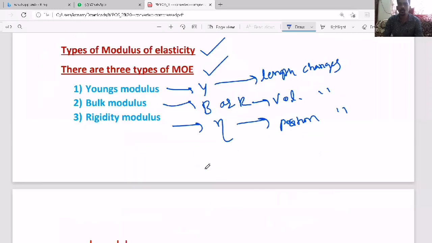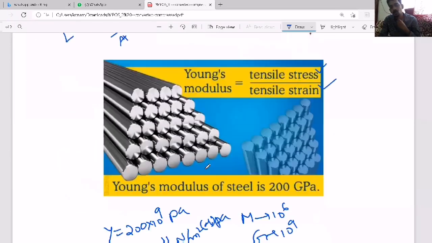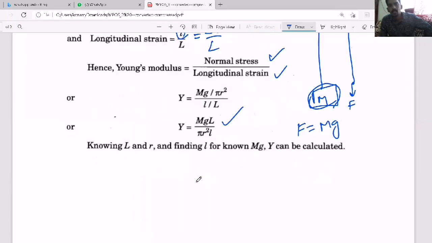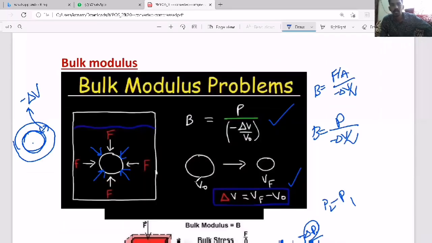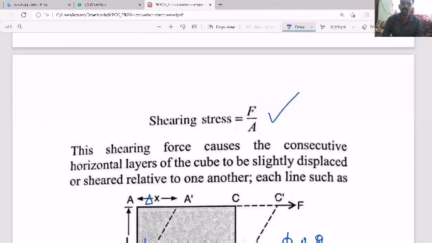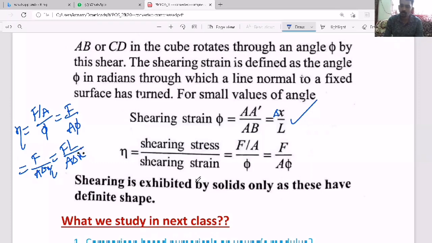And what are the types of modulus of elasticity? What is the definition? What is the formula? Young's modulus, longitudinal stress by longitudinal strain; bulk modulus, volume stress by volume strain; and rigidity modulus, that is shear stress by shear strain, and the corresponding formulas. So that is what we have studied. Practice each and everything. Remember each and every formula. Solve the numericals whatever I have given.